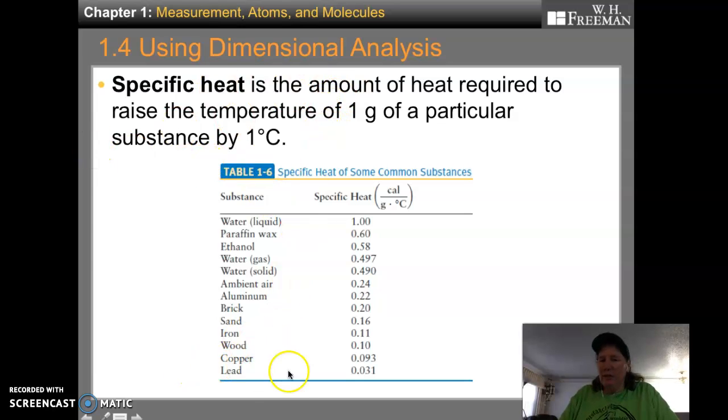So it's the measure of how much they can hold on to heat, and water is the best. You can see metals, not so great, right? And again, heat travels through metals. That's why we have metal pans. We want the heat to travel through and get into our food. So metals have a low specific heat.